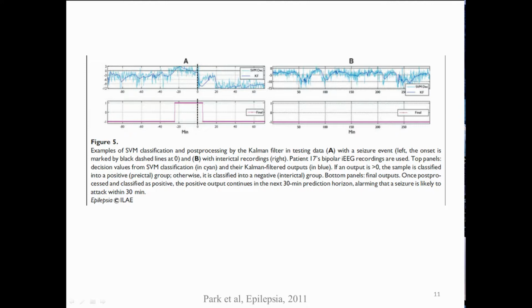You can see here in panel A the actual output values of the support vector machine in cyan. And you can see it's a noisy measure. The purple line shows what we consider the actual preictal period, and there are several crossings of the 0 line before that. In B, you can see the support vector machine predictions just in an interictal period. But by applying a Kalman filter, we can smooth the data out quite a bit and eliminate a lot of those short crossings of the 0 line.